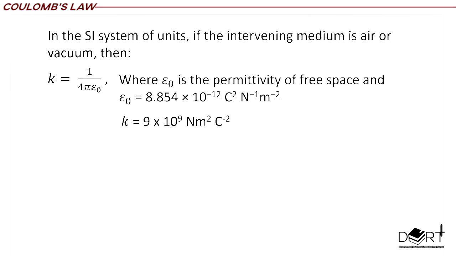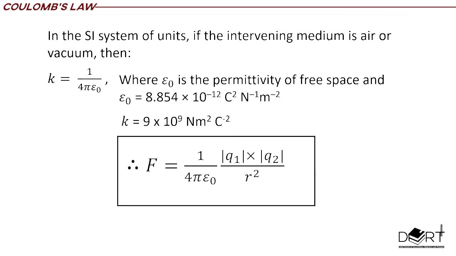So we may write the complete expression as F equal to 1 by 4 pi epsilon naught Q1 Q2 by r square. And we will be using epsilon naught as long as the intervening medium is air or vacuum. Because we are working in the SI system of units, and this is a force, the answer you will get will be in Newton. The SI unit of force is the Newton. So that is Coulomb's law.